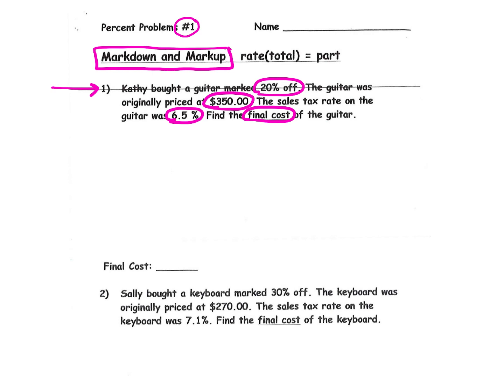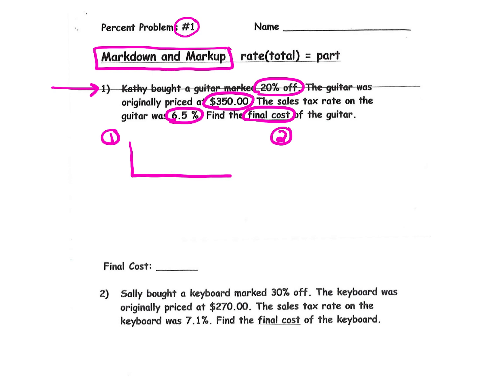First, we have to mark the guitar down and find out the sale price. And then secondly, we have to find out what the tax is that gets added to the sale price. So we're going to need 2 tape diagrams. Let's set up our first diagram.